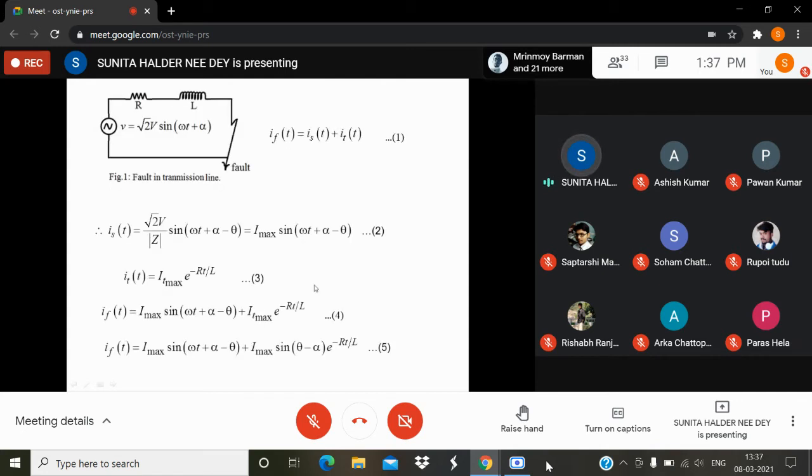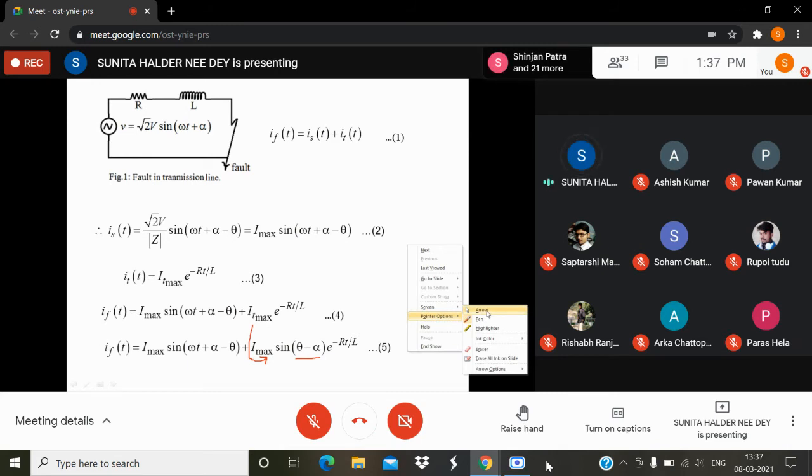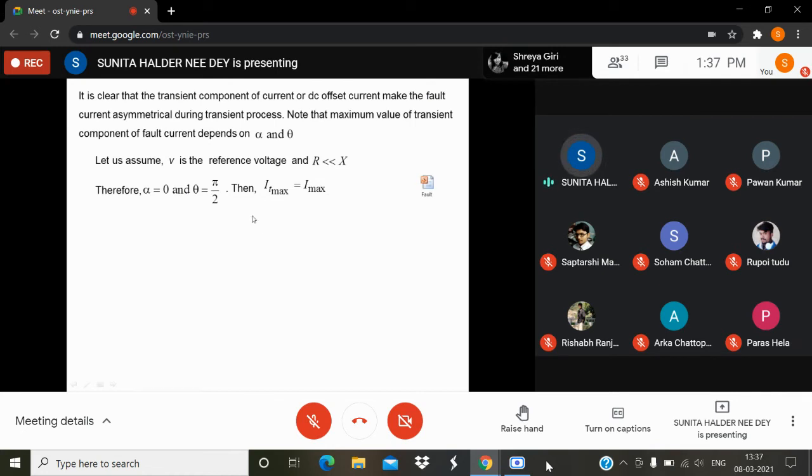obviously, the maximum value of this IT max, that is I max sine (theta minus alpha), that we have just found out, is dependent on this theta minus alpha. If this theta minus alpha is 90 degrees, then obviously this IT max is equal to I max. So in that way, what will be the value of IT max? That depends on theta and alpha. Now, what is theta? Theta is the angle of the impedance R plus jX. So if R is negligible, then obviously theta is 90 degrees.